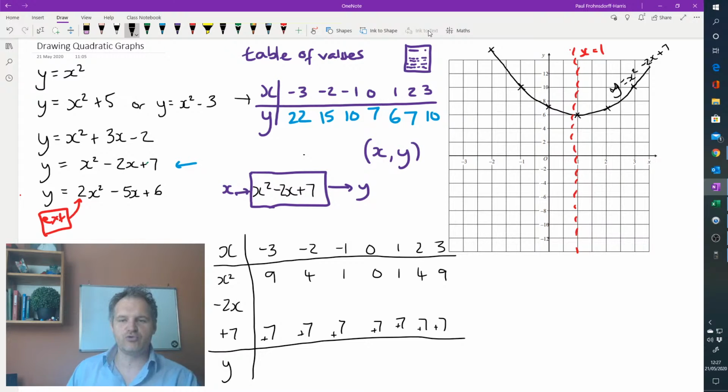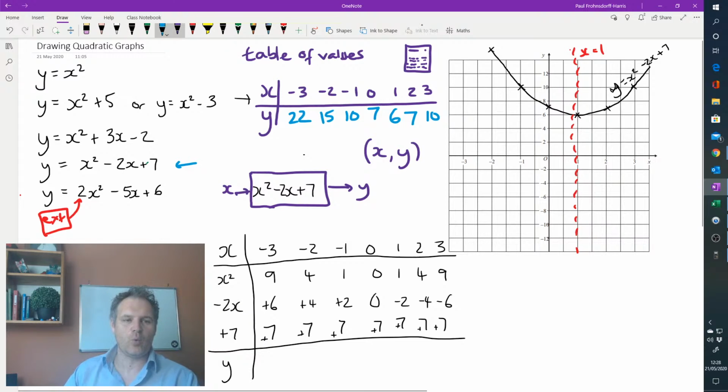Now, those awake among you will realise minus 2 times minus 3 is plus 6. Minus 2 times minus 2 is plus 4. Minus 2 times minus 1 is plus 2. Minus 2 times 0 is 0. So basically, the 2 times table has flipped round because it's minus 2 times table. So it starts with pluses, then it moves into minuses rather than the other way around.